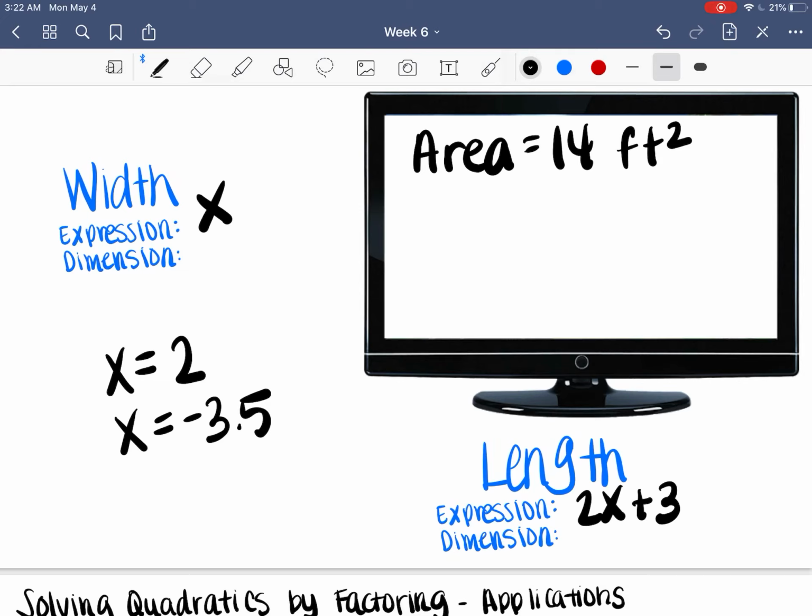But let me ask you this. Can my width be negative? Can your dimensions ever be negative? No. Your width can never be negative. Your length can never be negative, nor 0. Like you cannot end up with a width or a length that is 0. That means that it doesn't have a dimension at all. So that means that my width is 2 feet.